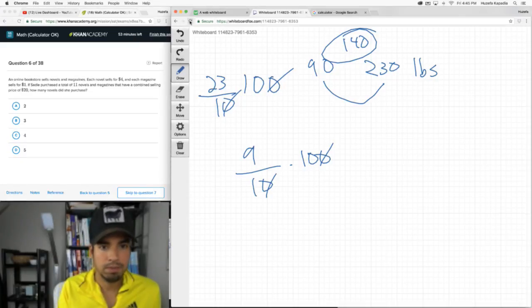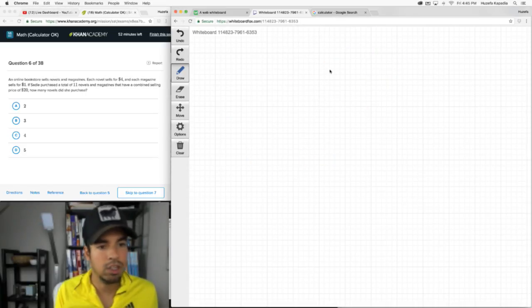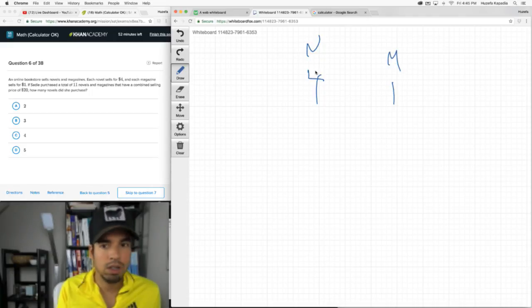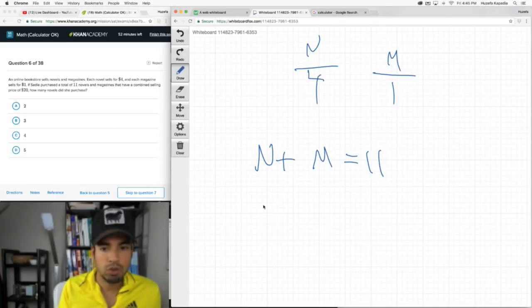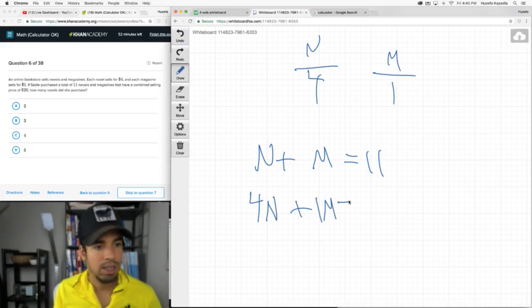Next question. An online bookstore sells novels and magazines. Each novel sells for $4. That's a novel. Each magazine sells for $1. If Sadie purchased a total of 11 novels and magazines, this is a system of equations. So novels plus magazines equals 11. They have a combined selling price of $20. That means 4n. Now we're bringing in the money. 4n plus m times 1, because 1m, that's the price of each one, equals 20.